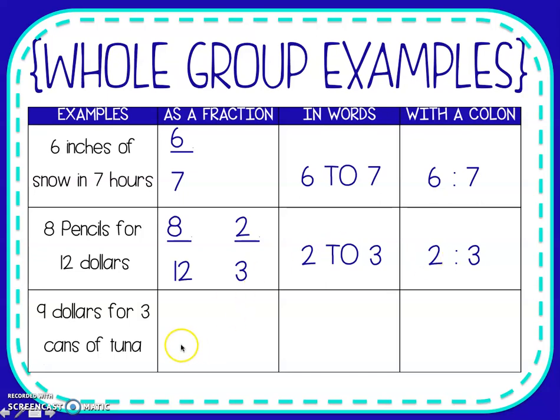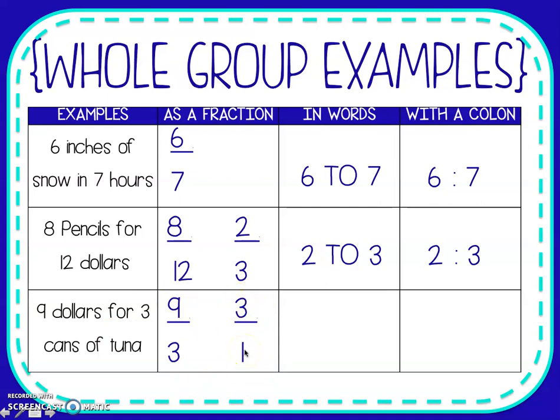Okay, all right, next one says $9 for 3 cans of tuna. We're just going to start by writing our $9 over our 3 cans of tuna. And we're going to put that into our calculator and simplify. And that's one of those ones where we get a whole number. But remember, we can't keep it a whole number because we need 2 quantities. So we're going to leave it as 3 over 1. $3 for every 1 can of tuna.